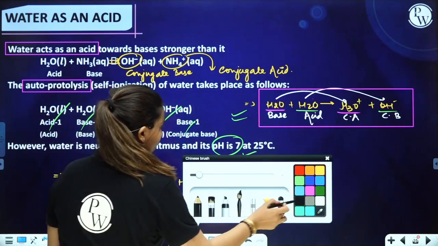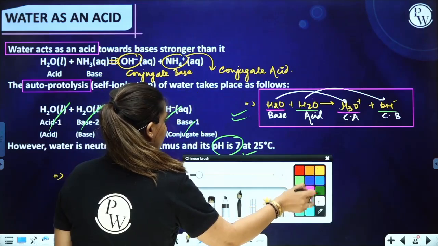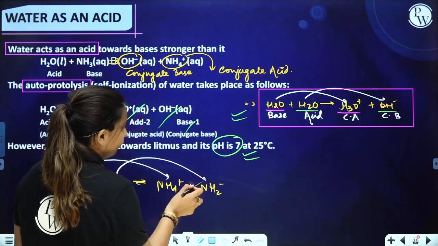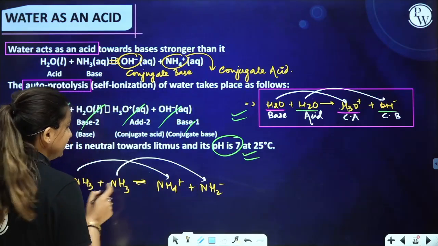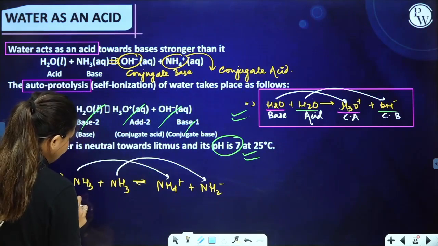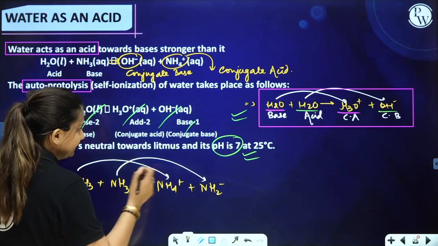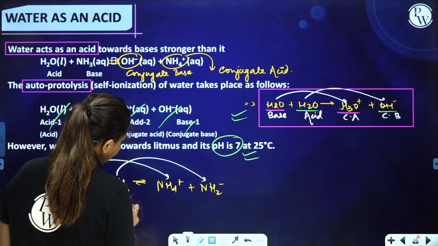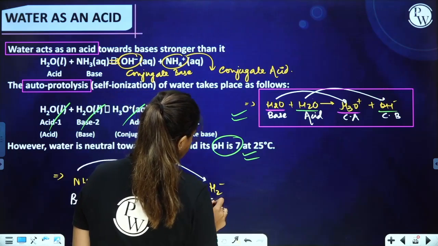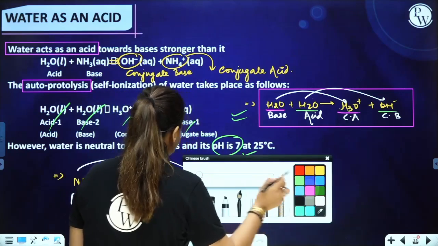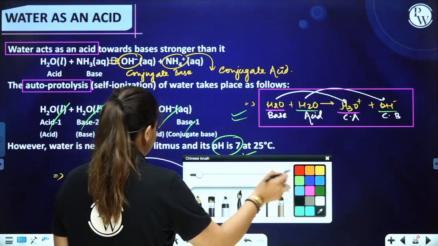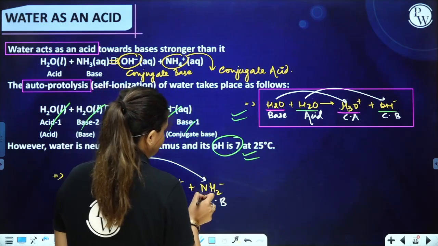Now what is happening over here is ammonia is forming ammonium, and the other ammonia is forming an amide ion. This is ammonium, this is amide. This is accepting one H positive ion, so it is behaving as a base. It is releasing one H positive ion, so it is behaving as an acid. So the base will form a conjugate acid and this will form a conjugate base. Ammonia as a base is forming a conjugate acid and the acid is forming the conjugate base.